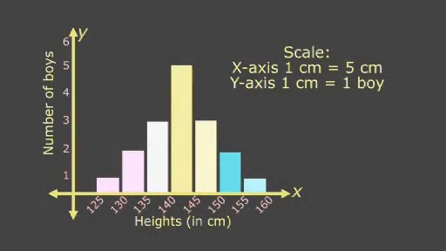Here, we see 2 types of variables on a graph. The number of boys is a discrete variable because there is no such thing as 1.5 boys. The height of the boys is a continuous variable.